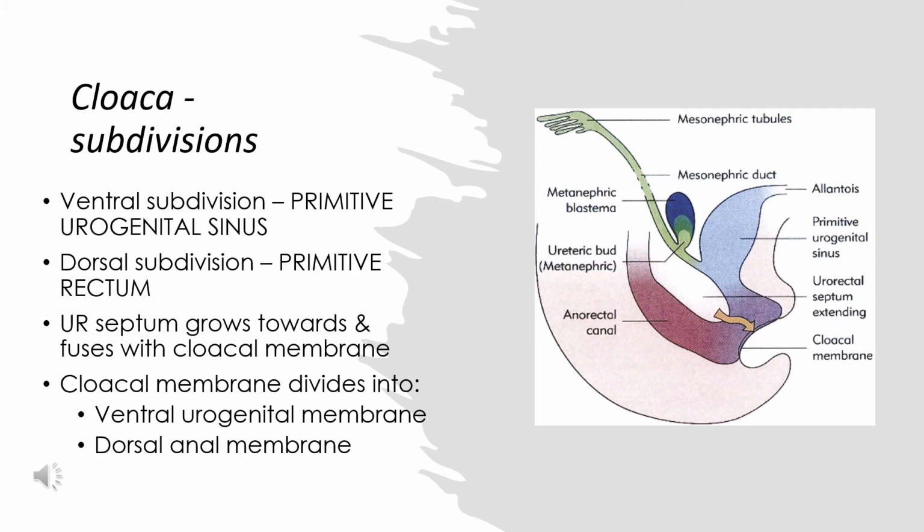Now the cloacal membrane is divided into two parts or two membranes, a ventral urogenital membrane related to the urogenital sinus and a dorsal anal membrane which is related to the rectum. So the fusion of the urorectal septum with the cloacal membrane divides the cloacal membrane into two membranes, a ventral urogenital membrane and a dorsal anal membrane.